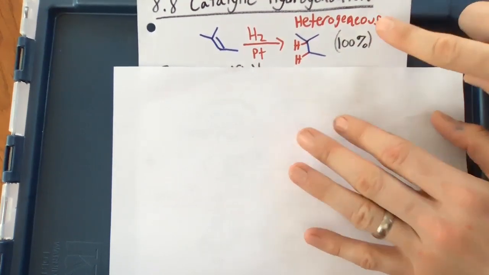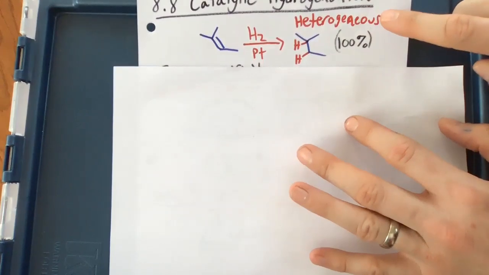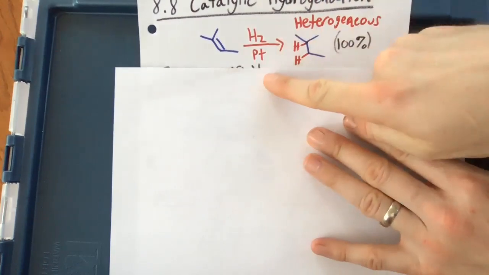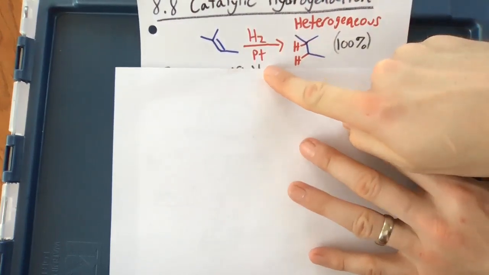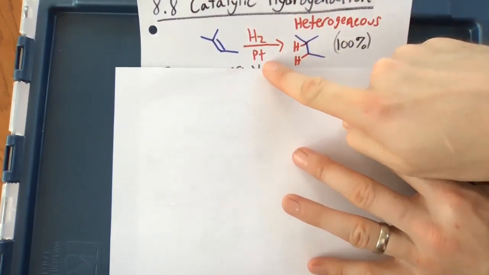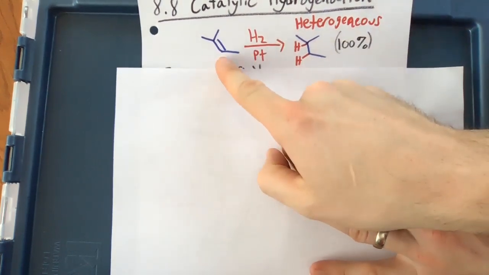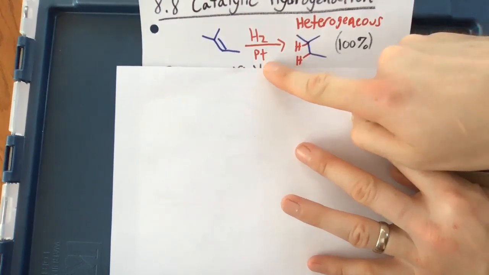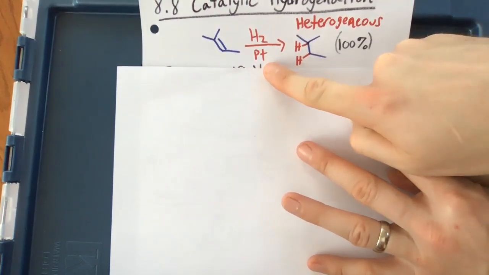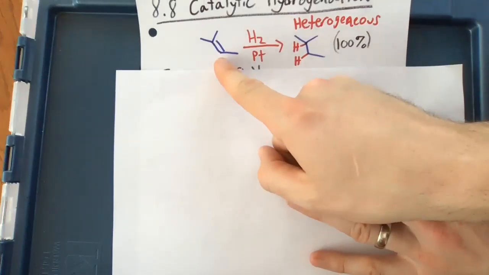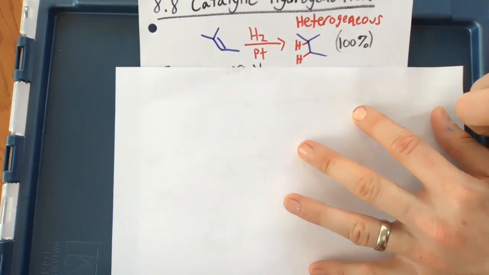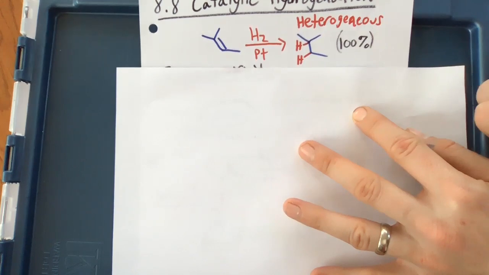These are very good reactions that are run, and they're called heterogeneous catalysis because platinum is a metal that is not in the same phase as the other reactants. It's a solid, the alkene is a liquid, and the hydrogen is a gas. The platinum, the catalyst, is in a different phase than the main substrate, so we call that a heterogeneous catalysis reaction. Hydrogenation does not have to be heterogeneous, but in this case, it is.